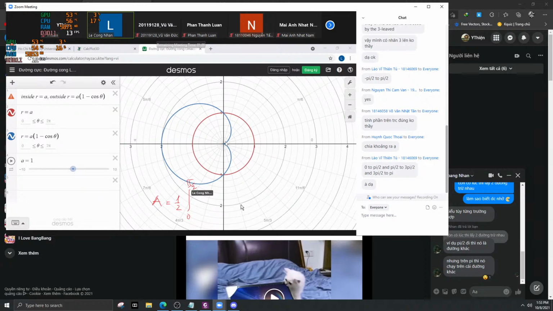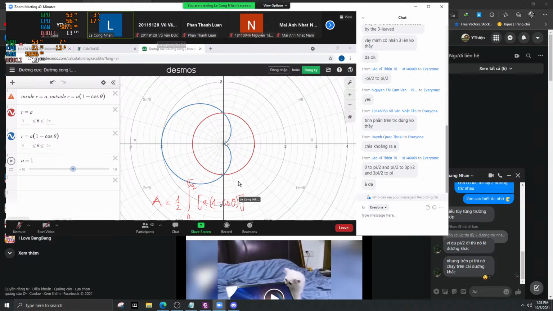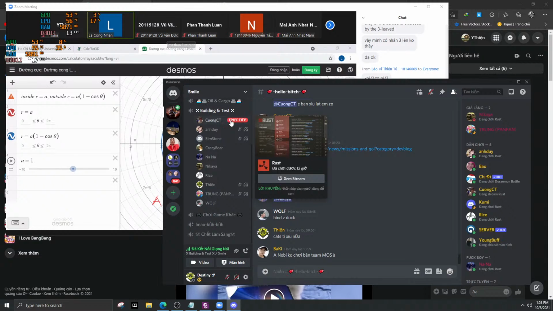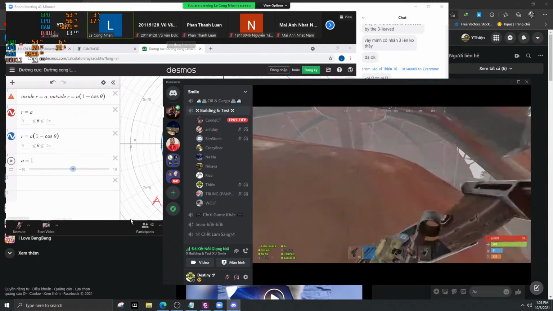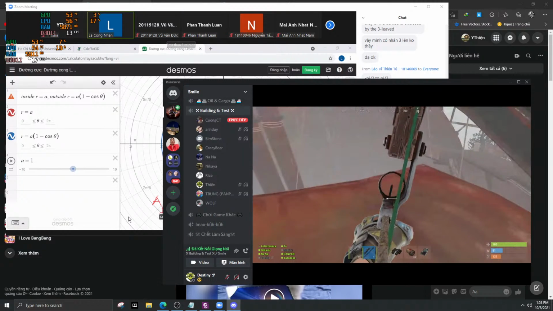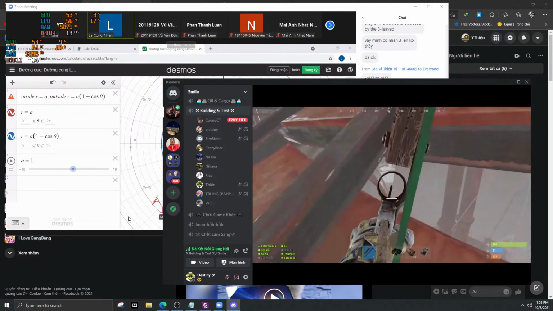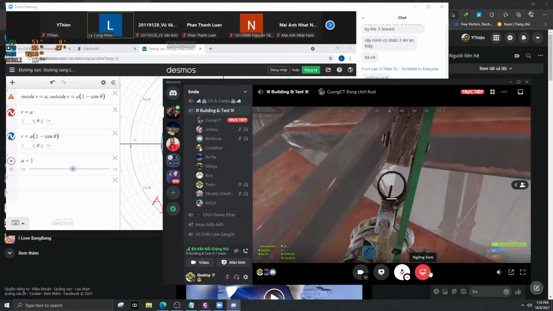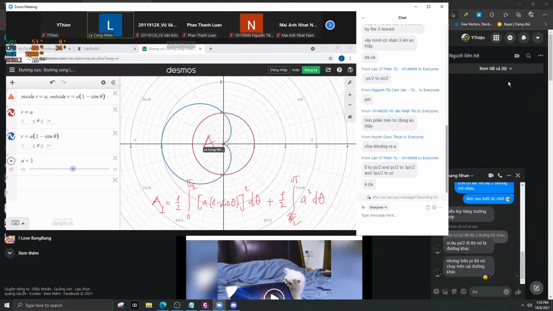In this case, the radius is the cardioid, so we have a times 1 minus cosine theta squared d theta. Inner radius equal to 0. First, one half the integral from pi over 2 to pi. Okay, and we double. We have a1. So the radius is equal to a, so we have a squared d theta. So the area of this one, denoted by A, we have A equal to A1.